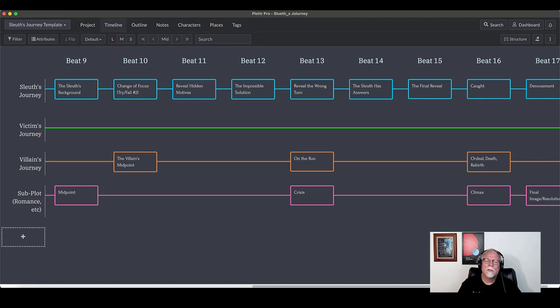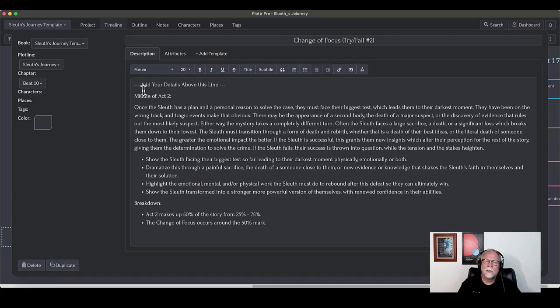Then we get to the actual midpoint of the story and we have a change of focus. Now we call this trifail 2. It can be whatever number of trifail it needs to be, but this is a major trifail in the case. The sleuth has a plan. They have a personal reason to solve the case, but now they have to face the test of, is this actually the path that I am on?